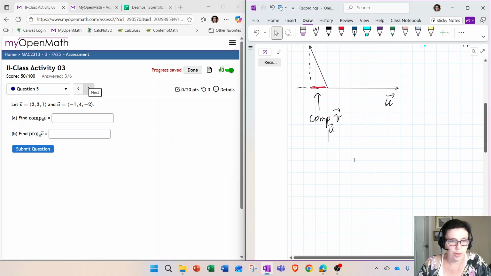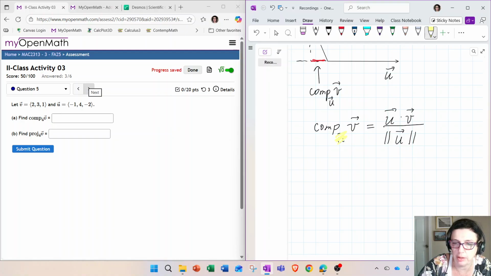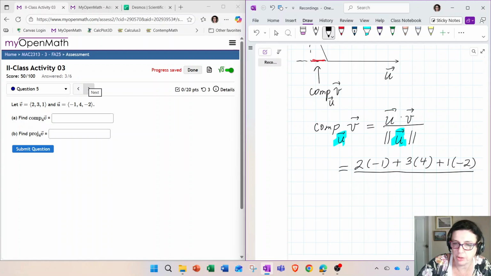Okay, so now let's go ahead and start computing that. Again, the formula for the component of v on u is equal to the dot product on the top divided by the magnitude of whatever vector you are projecting onto. All right, so let's compute that. First we find the dot product on the top. It's going to be 2 times -1 plus 3 times 4 plus 1 times -2. Okay, so that's on the top. On the bottom, we have the magnitude of u.